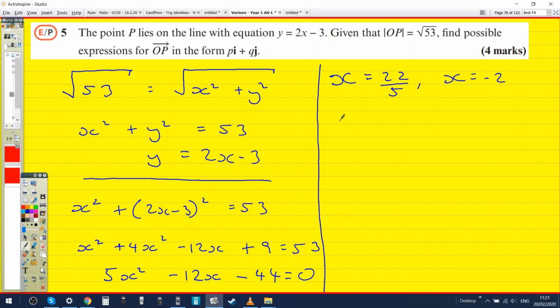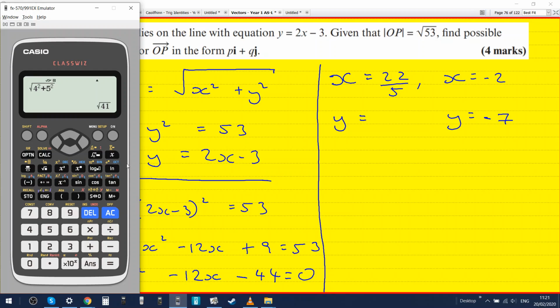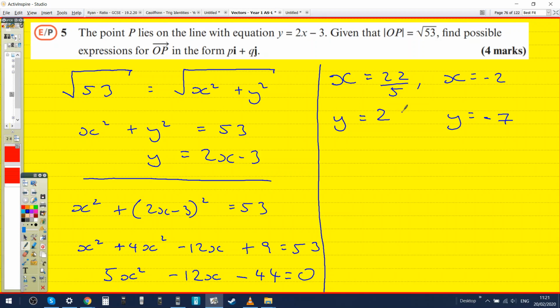And so how do you get the y? Sub those in. Into which one? Y equals 2x minus 3. Yeah, that's the easier one. All right. So that one is minus 7, definitely. And this one I think is 29 over 5. Yeah, so that's 29 over 5.